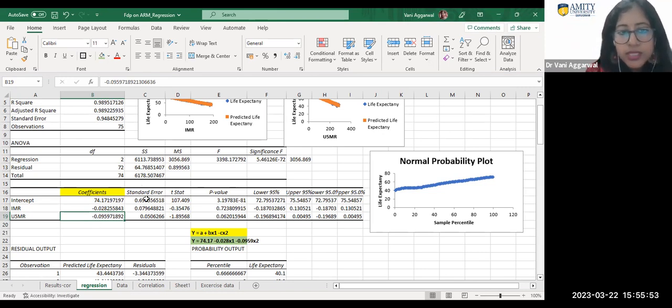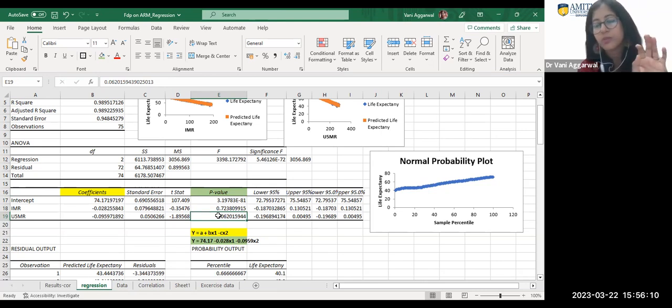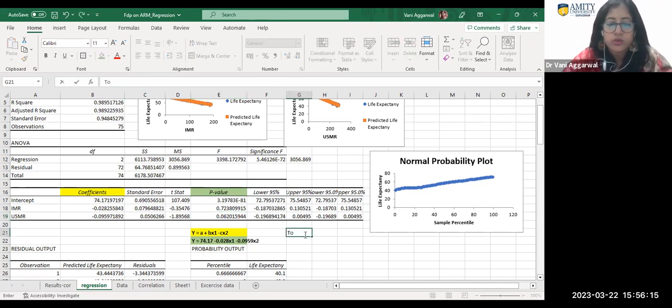Right. Now the standard error, as I said, the T statistics, the P value. Now this is important because everybody is concerned about the P value. For the P value, we need to check whether it is less than 5% or not, because to reject the null hypothesis, we need the P value to be less than 5%. So to reject the null hypothesis, the P value should be less than 0.05.